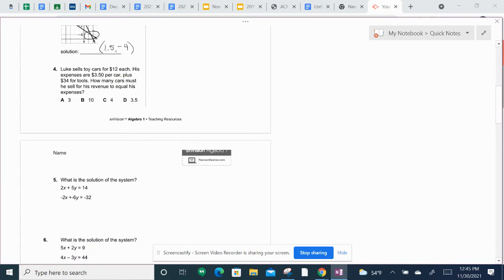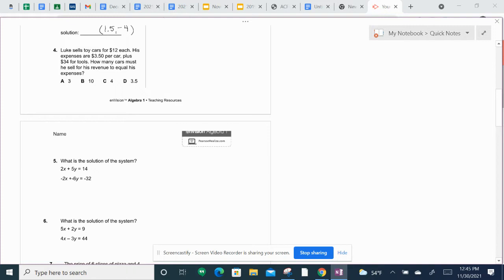Number 4 says Luke is selling cars for $12 each. His expenses are $3.50 per car, plus $30 for tools. How many cars must he sell for his revenue to equal his expenses? So the first thing I need to do is write 2 equations. One to represent revenue, which is how much money he's making, and one to represent his expenses.